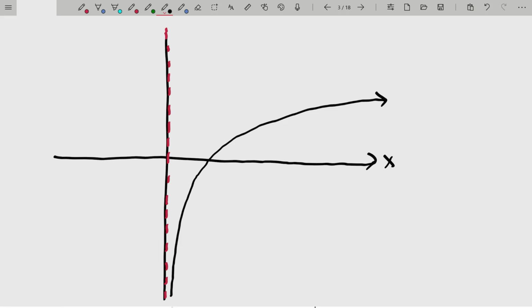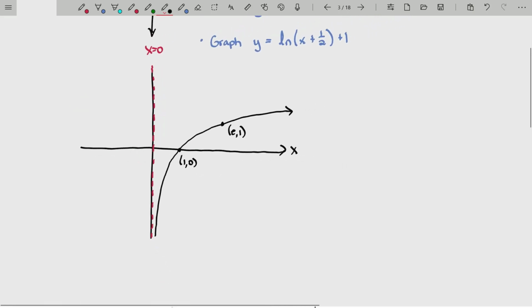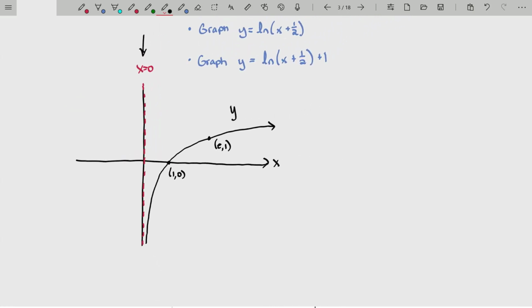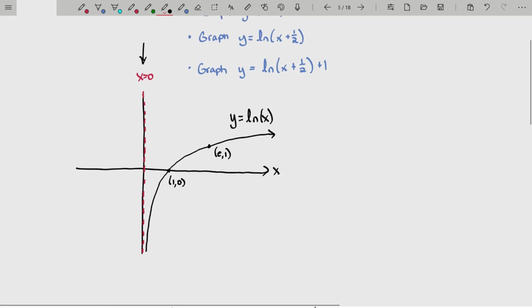Now, I do say here that I will still label points, but I did not graph this by plotting points. I just knew what the graph looked like. The points I'm going to label here are (1, 0), because that is on the natural logarithmic graph, and (e, 1), because again, that's on the graph of the natural logarithm. If you don't know that, I will have a video in the future on graphing logarithms, but you should know that from your intermediate algebra course. So this is the graph of y is equal to the natural log of x. That's our graph of our base function is what I would call that.